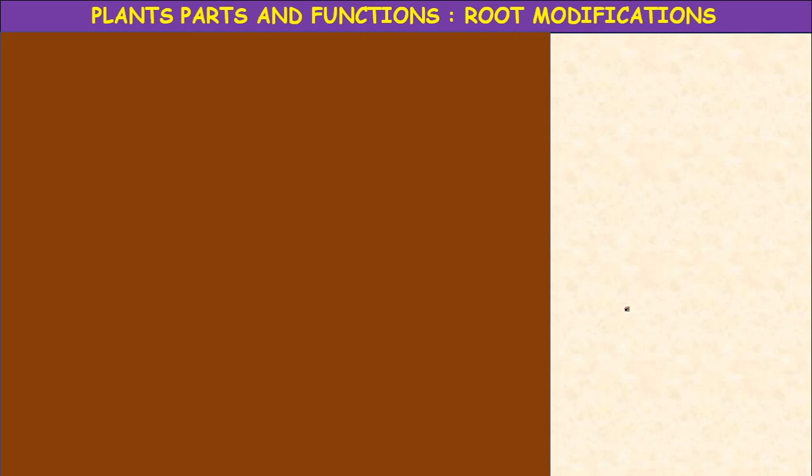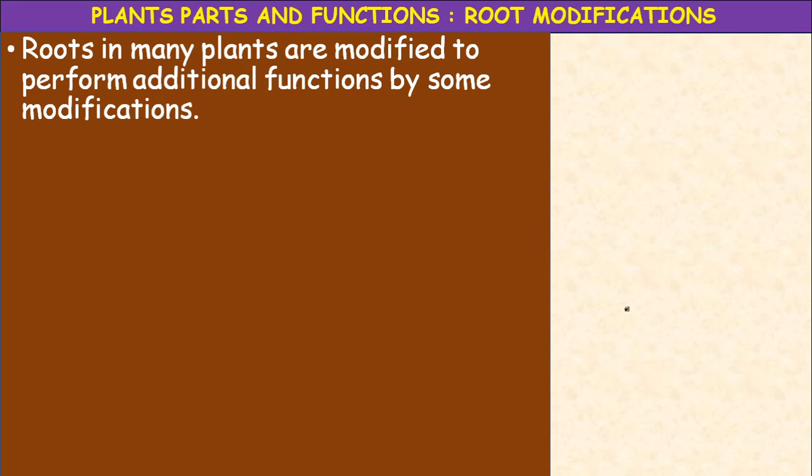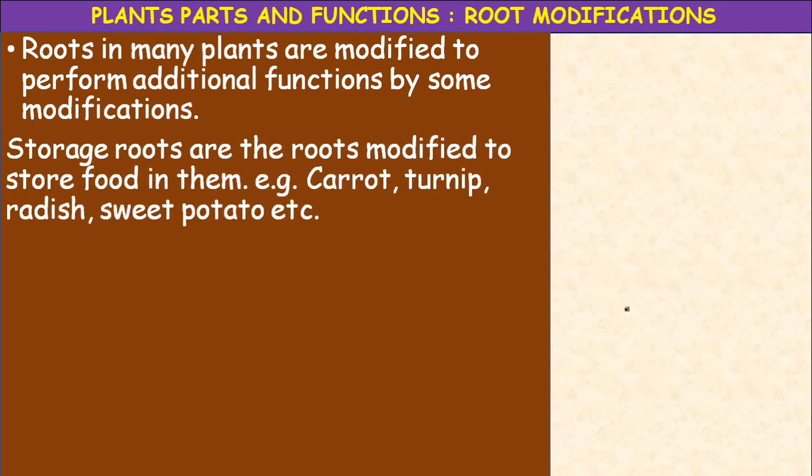Now let us come to understand another concept, that is root modifications. So what are the functions of the root? It anchors the plant in the soil firmly, and it also helps in the absorption of water and minerals from the soil. Now, root modifications. Roots in many plants are modified to perform additional, extra functions.